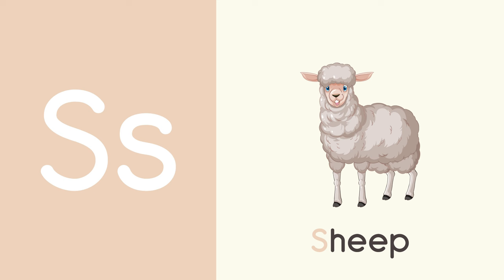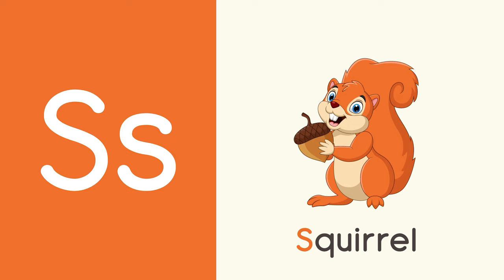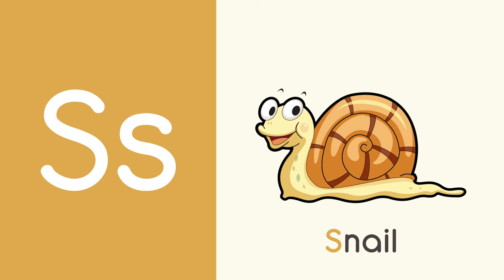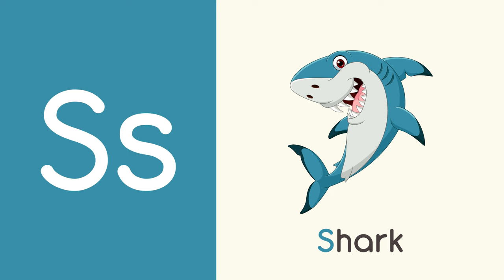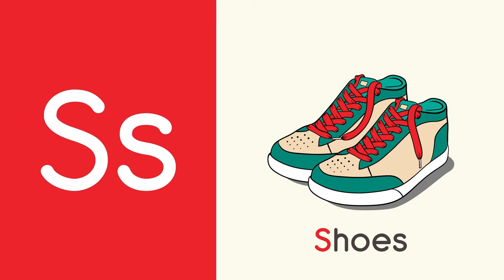S is for sheep. S is for squirrel. S is for sun. S is for snail. S is for spider. S is for snowman. S is for shark. S is for shoes.